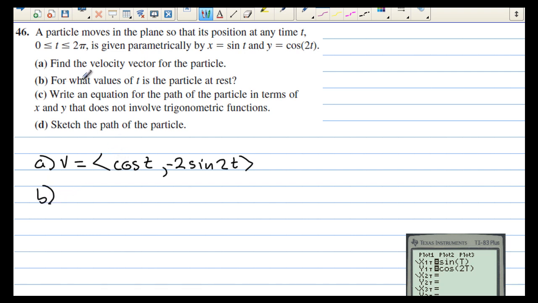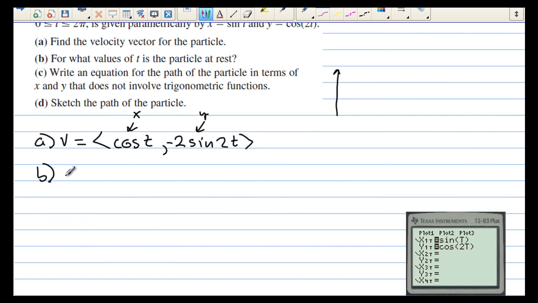In letter B, it says for what values of t is the particle at rest. Now these two are independent of each other. This is how x travels, and this is how y travels. We need both of them to be 0 in order for the object to be stopped, because even though the x may be 0, the y can still have a value. If your x is 0 and the y has a value, that just means you're going straight up. We're not going left or right, but we could still be moving. So we need both the x part of the vector and the y part of the vector to be 0. So let's start with cosine.